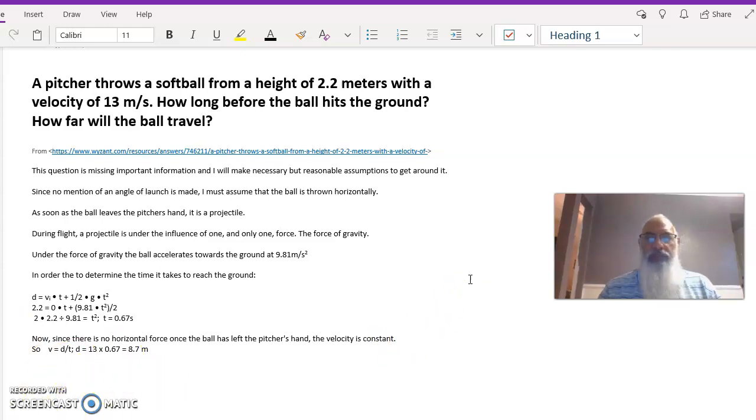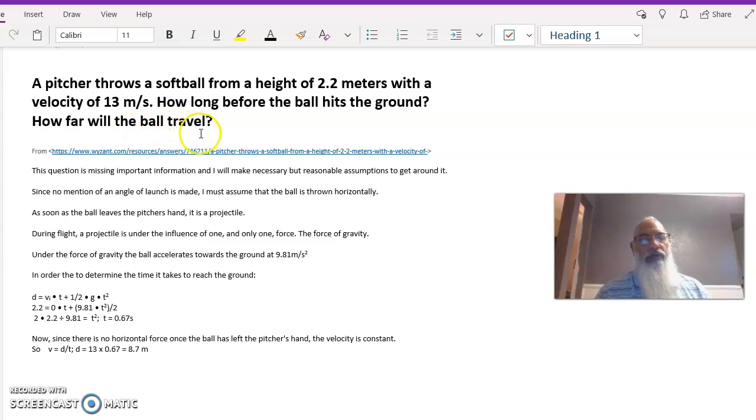So, as usual, I will start by reading the question and then do a little bit of explanation and then launch into the question itself. Okay, so it's about a pitcher who throws a softball from a height of 2.2 meters with a velocity of 13 meters per second. How long before the ball hits the ground?